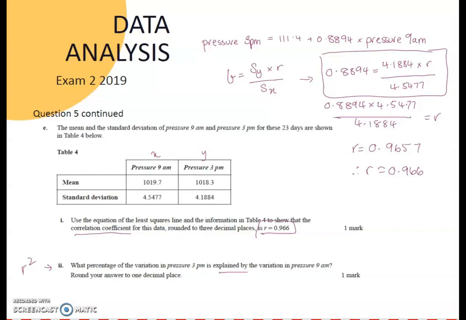And so now to find r squared, we are literally going to square the r value that they've given us. Use the rounded version. Don't use any other version that you have because they've specifically given you that r value in part 1. Okay, and so there we get a value of 0.933156. They want it as a percentage, so we have to multiply by 100 and give it to 1 decimal place. So 93.3% would be our answer there.